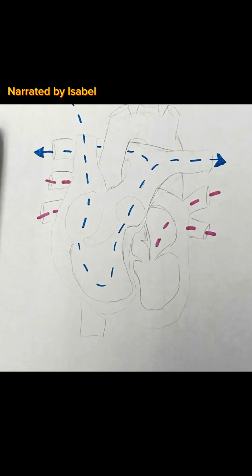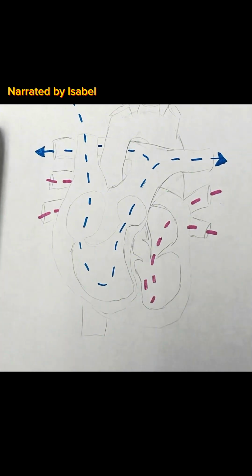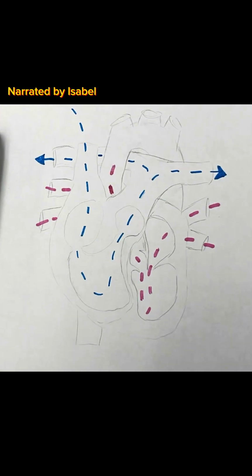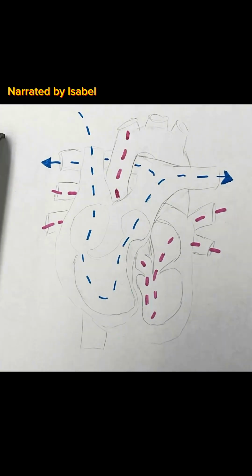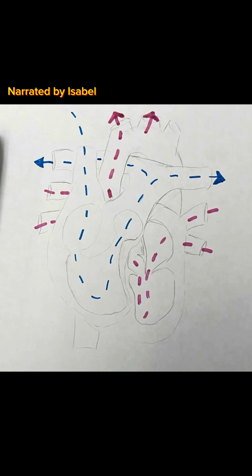Now the oxygenated blood comes in through the pulmonary veins, traveling to the left atrium through the mitral valve and down to the left ventricle. From the left ventricle, the blood travels up the semilunar valve to the aortic valve and out through the aorta to oxygenate the rest of the body.